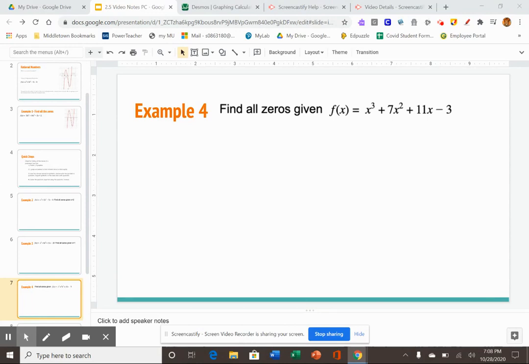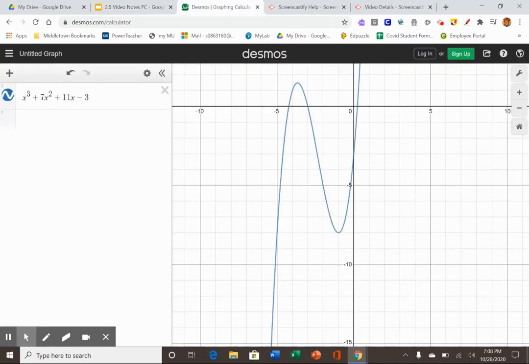All right, now we have example 4. Find all zeros given f of x equals x cubed plus 7x squared plus 11x minus 3. And you see that you're not given any zeros. So what you're going to do is you're going to go into Desmos. I typed the function in just to save some time. You're going to type it in, and you are going to pull the whole number 0. So the whole number 0 here is x equals -3.